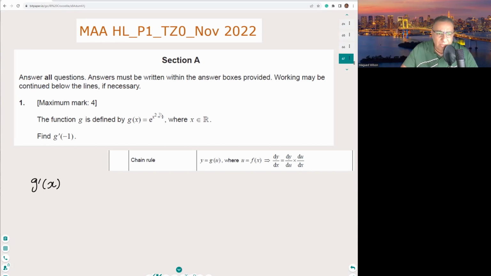So here we can let u be x squared plus 1, which is the power, right? And then we can find du by dx. If you differentiate x squared plus 1, you drop down the power and then subtract 1 from the power. So you will get 2x, and then the derivative of the constant is basically 0.